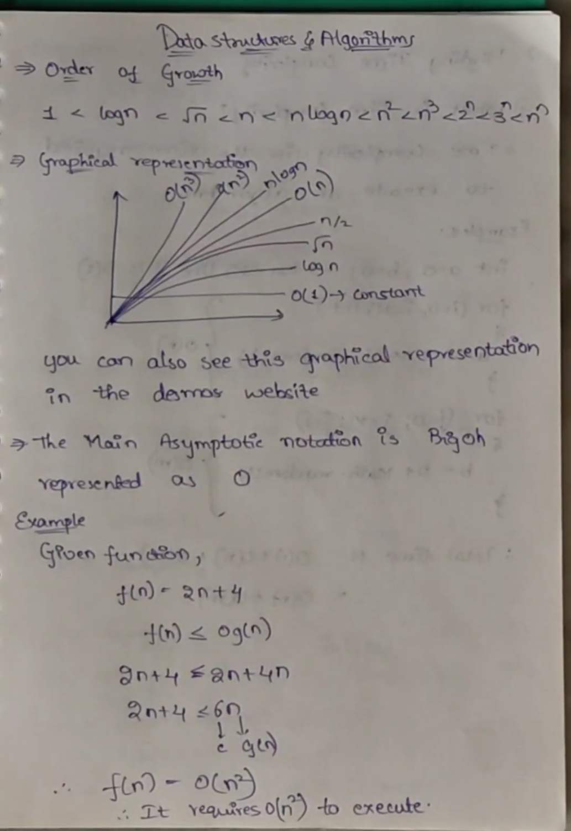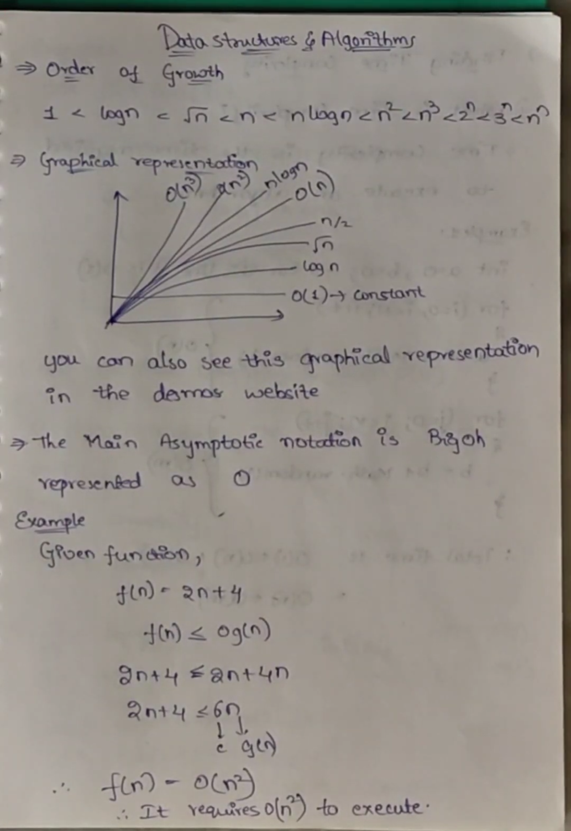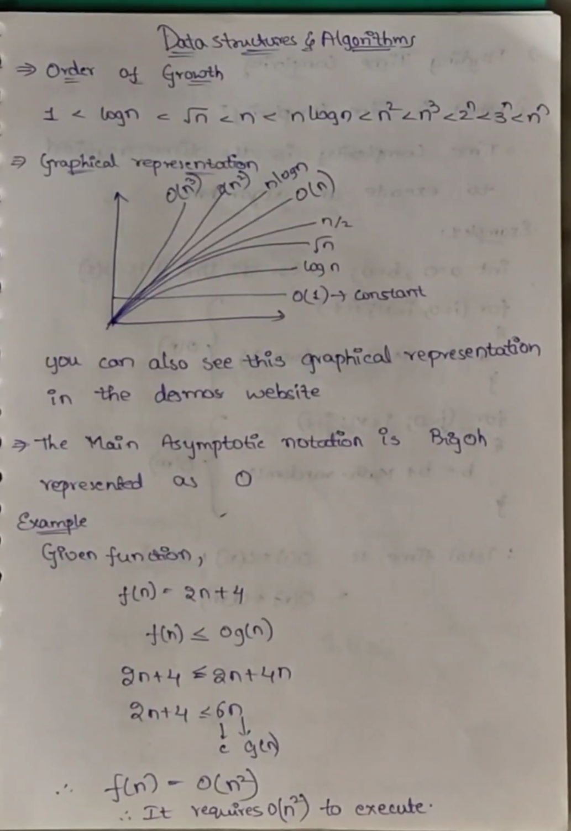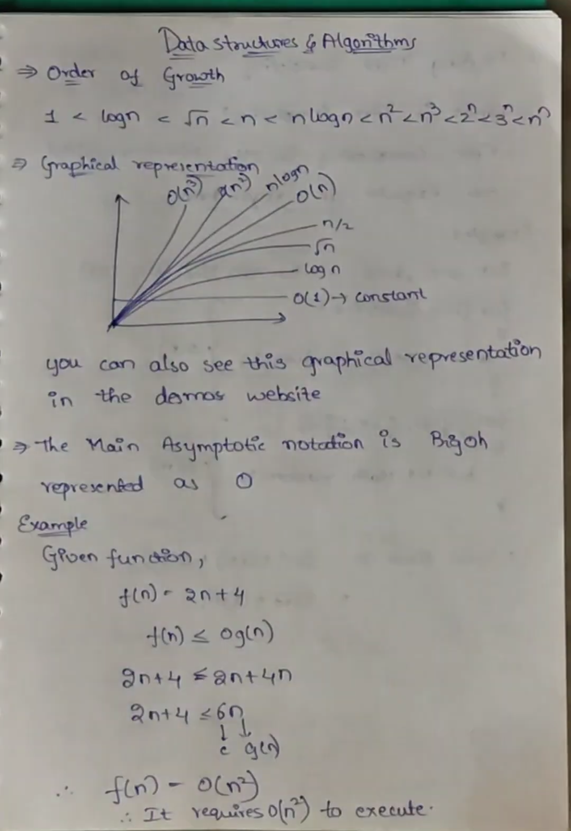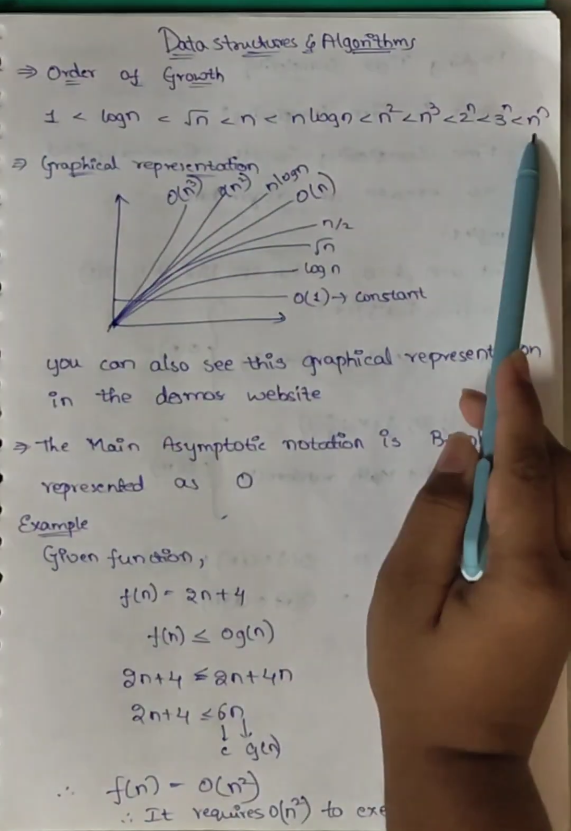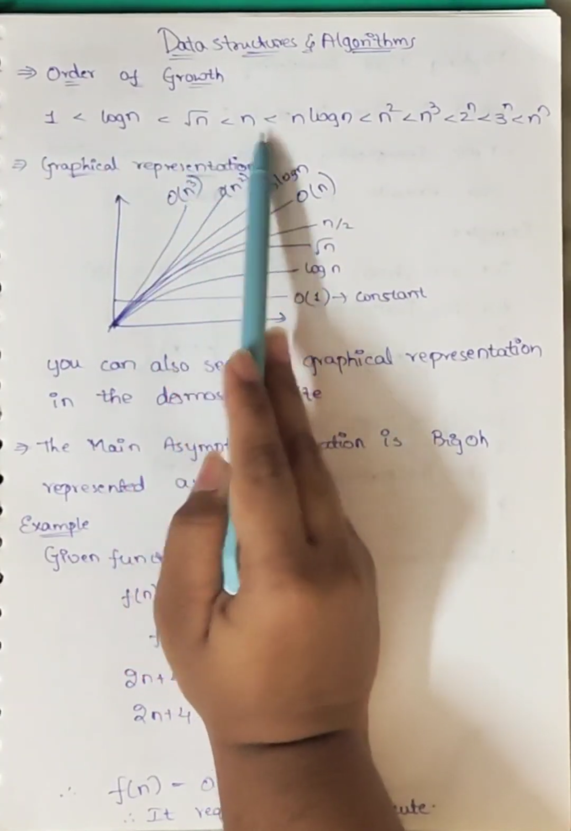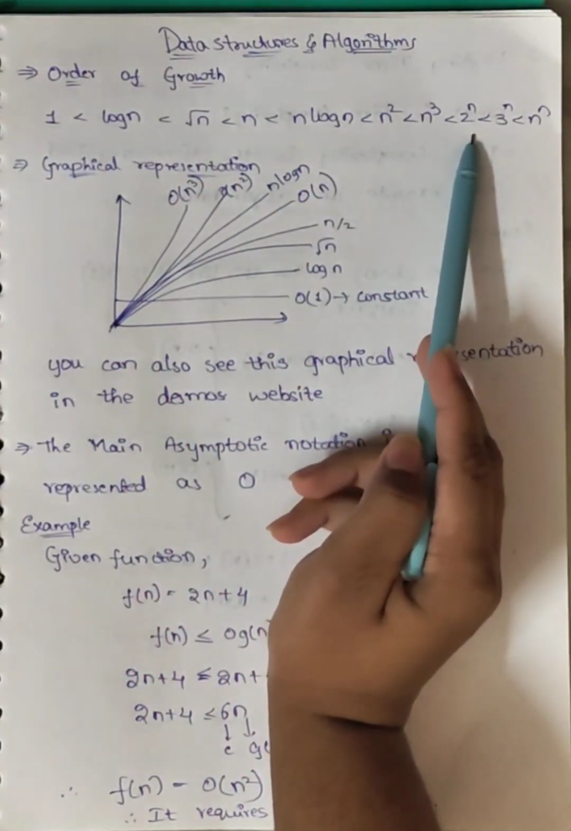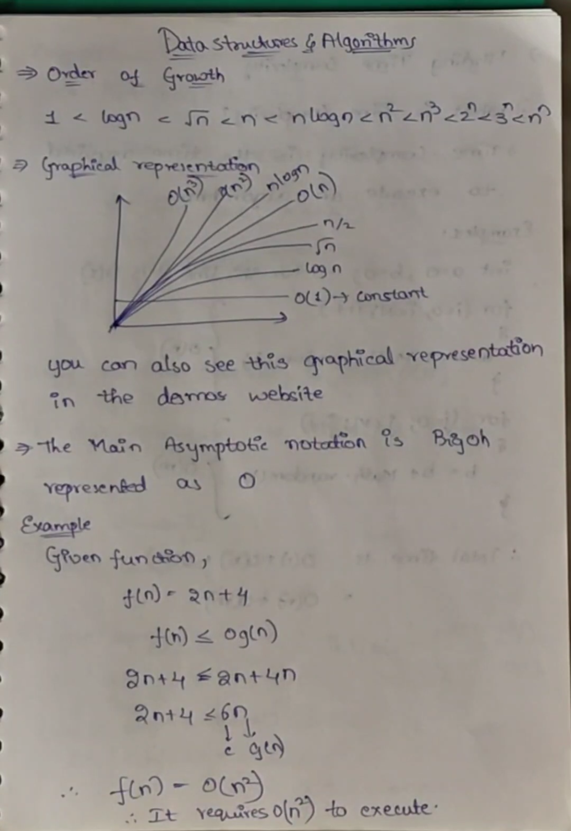So I'm starting a topic on data structures and algorithms. I'm starting from the basics of data structures and algorithms. The main topic is order of growth. This is the order of growth: 1, log n, root n, n, n log n, n square, n cube, 2 power n, 3 power n, n power n.